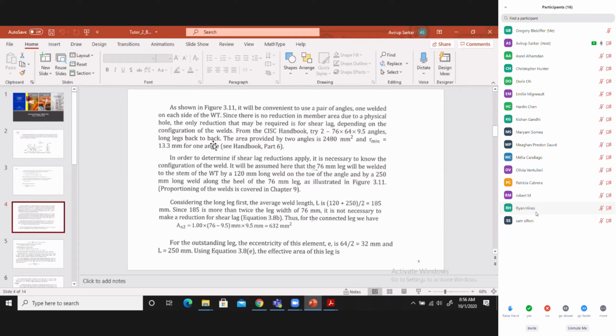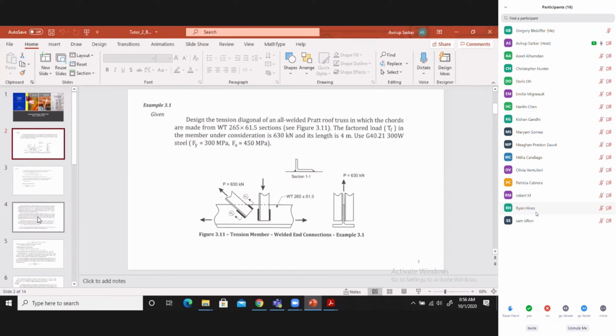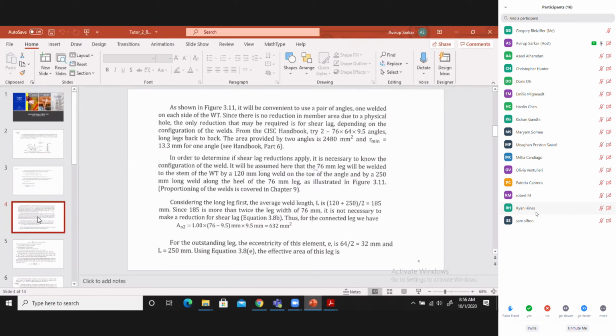Back to back sections. I had discussed with you what a back to back section is. If the two angles are facing back to back and connected by welding at the center, they are called back to back angles. So the combined area of the two angles, which is given here, is 2480 millimeter square, and the minimum radius of gyration of the section, R minimum, is 13.3 for one angle.